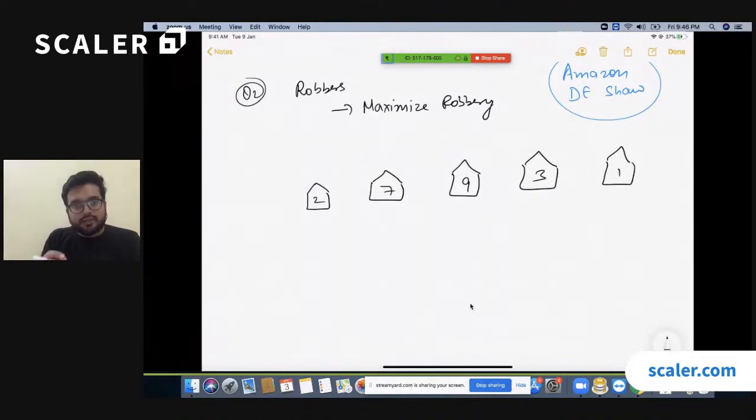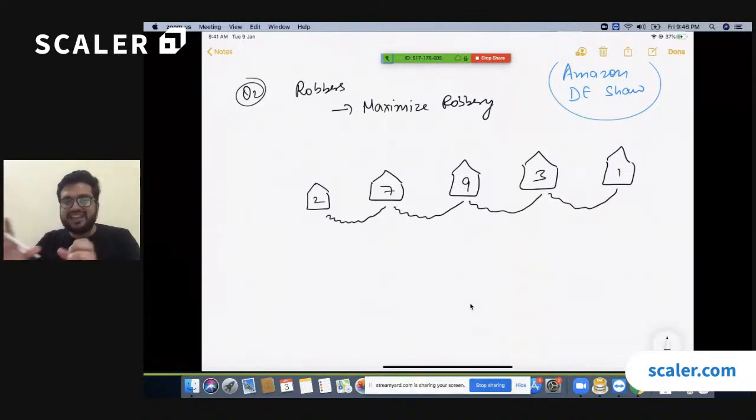But to make the problem interesting, let's add a constraint. The constraint is as follows: every 2 adjacent houses on the street are connected by an alarm. So you see an alarm between the first and the second house, between the second and the third house, the third and the fourth house, the fourth and the fifth house. There are alarms placed between every 2 adjacent houses. What does that alarm do? That alarm simply rings if any one of these 2 houses is being robbed.